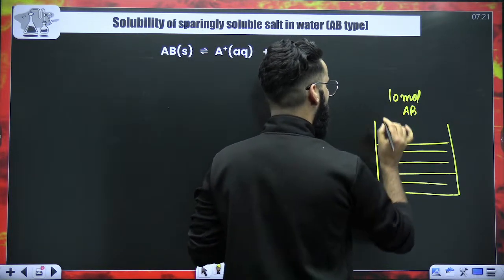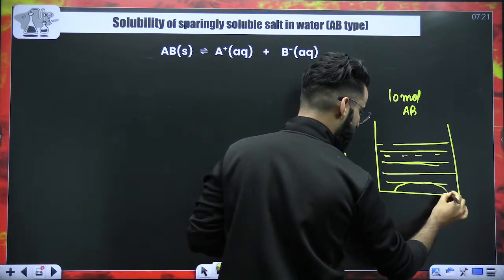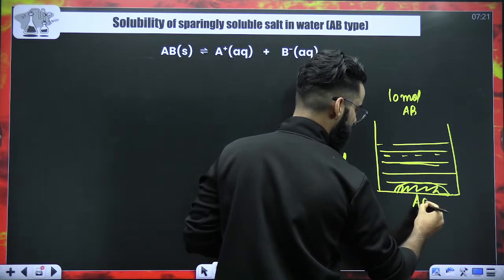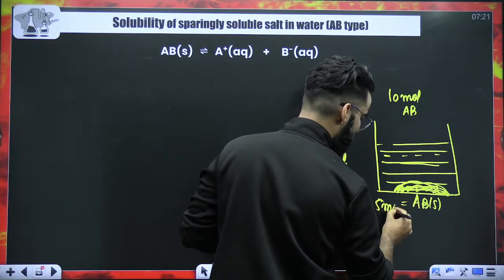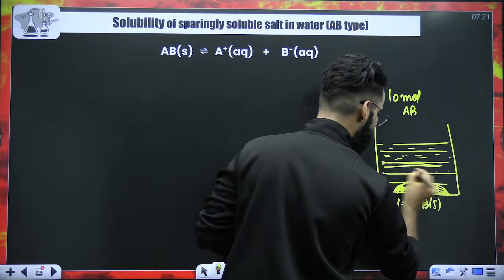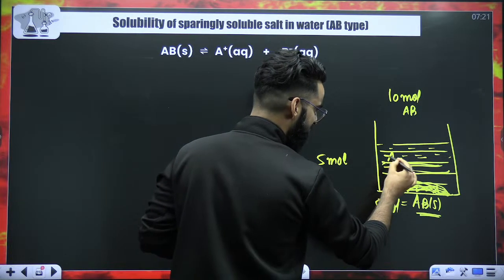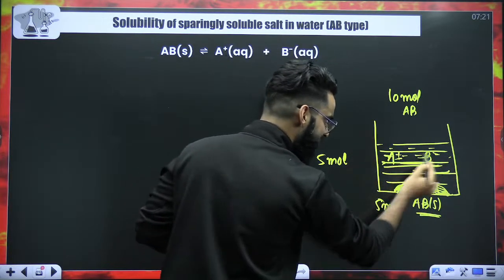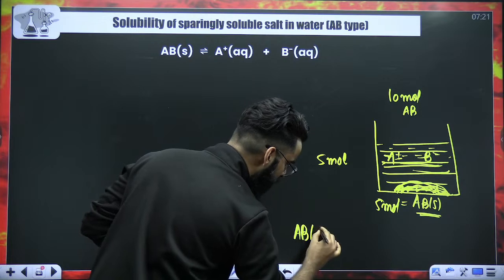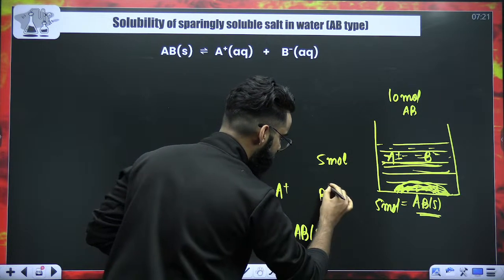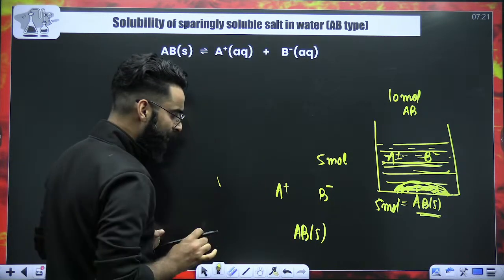10 moles of AB. Out of 10 moles of AB, 5 moles will be adjusted between the spaces, and the remaining 5 moles of AB salt will be there in the container at the bottom. The other 5 moles are present in the solution in the form of ions, right? So at the bottom you have got AB solid, and in the solution you have got A positives and B negatives, roaming around.